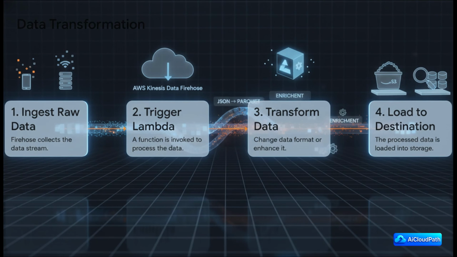All right, now this is where things get really cool, this optional transformation step. You can have Firehose trigger an AWS Lambda function to mess with the data while it's in flight. It's like having a little data cleaning robot right in the middle of your pipeline. You can convert JSON to something more efficient like Parquet, add extra info to your records, or just filter out stuff you don't need, so your data arrives at the end all shiny and ready to go.